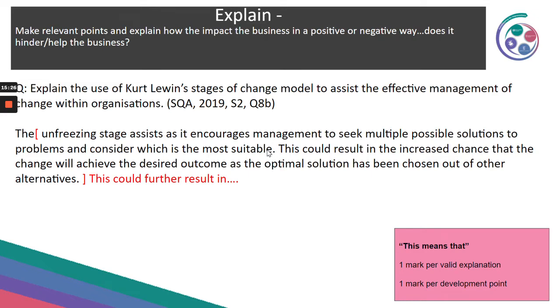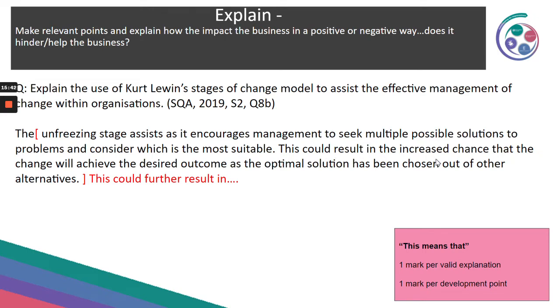This is just stating the point. You then need to go on to explain the impact, whether that be in a negative or positive way on the business. So we've got in here, this could result in, or in here you could have this means that, or this could lead to.